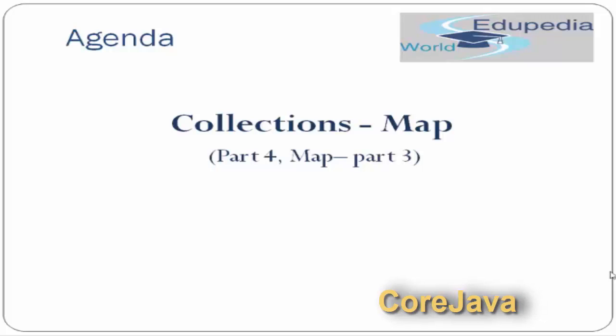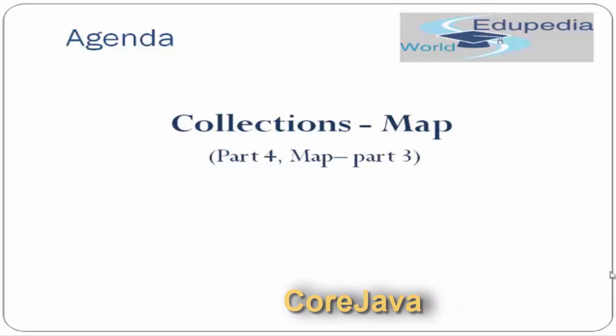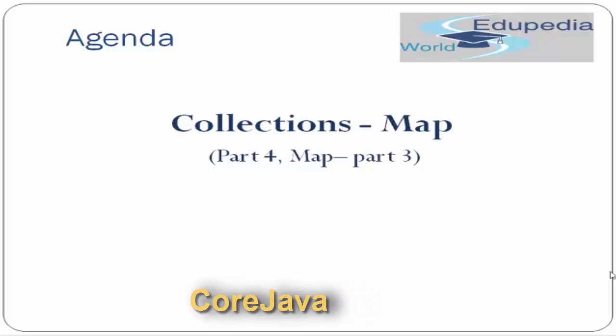But now, how does Map's put method work, how does Map actually decide whether a key is duplicate or not, and how does it actually store its element? We'll see all that and understand the internal implementation of Map in this video. So let's begin.